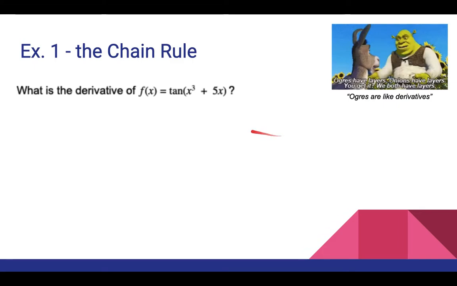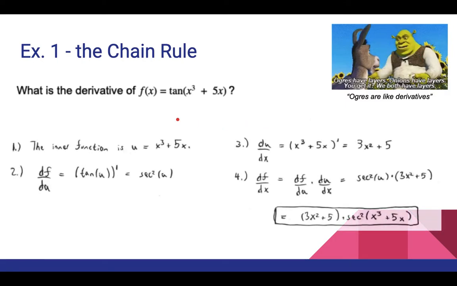So example 1, what is the derivative of f of x equals tangent of x cubed plus 5x? Again, derivatives are like onions because we're working with layers here. So the first thing that we're going to do is identify our inner function. It's u equals x cubed plus 5x.